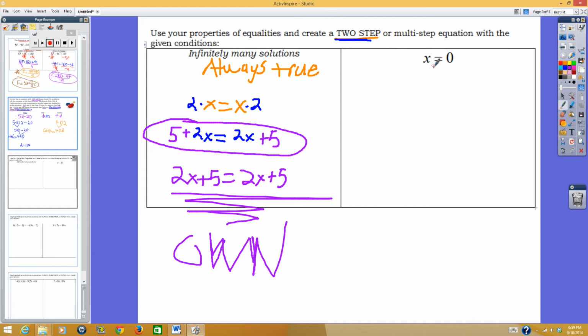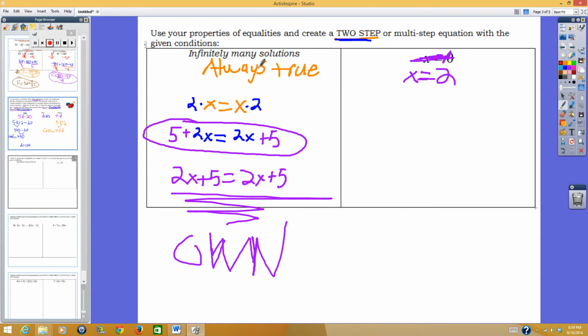Now, they said, what about when x is 0? To create a two-step, I really don't like this one. I'm not going to lie. I'm going to change this, guys. Sorry. I really don't like that. So let's say x equals 2. Okay? We have to create a two-step equation that works when x equals 2.